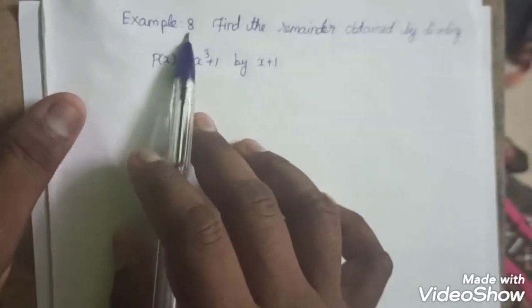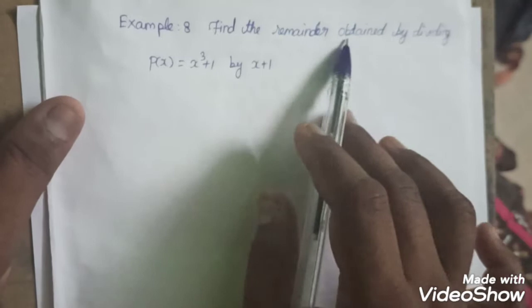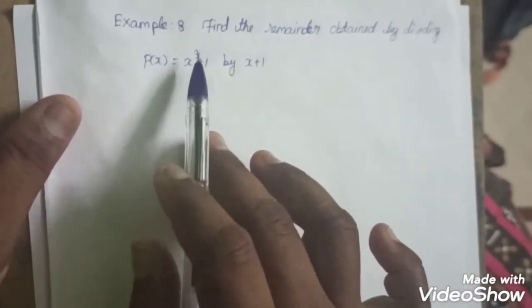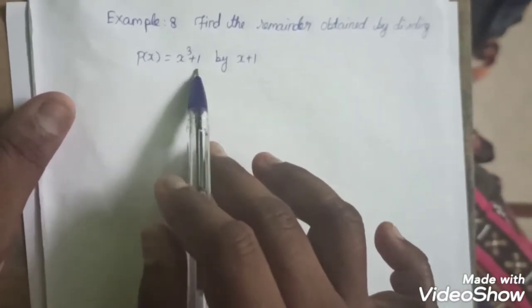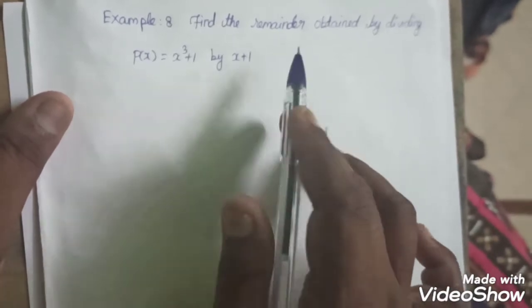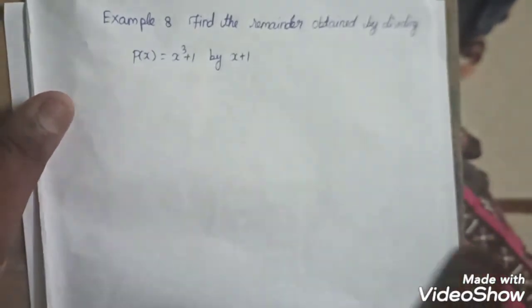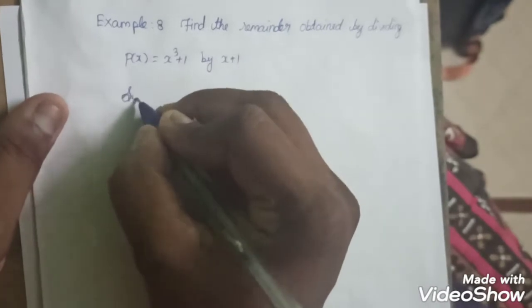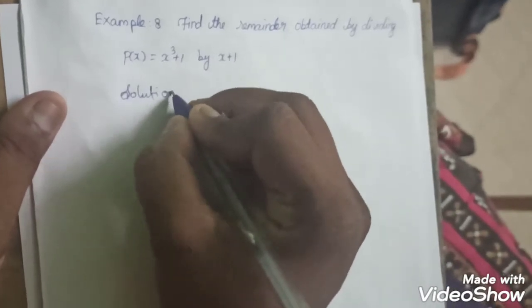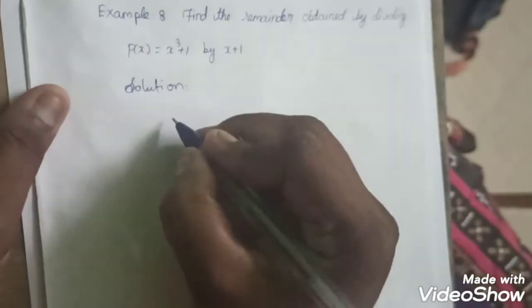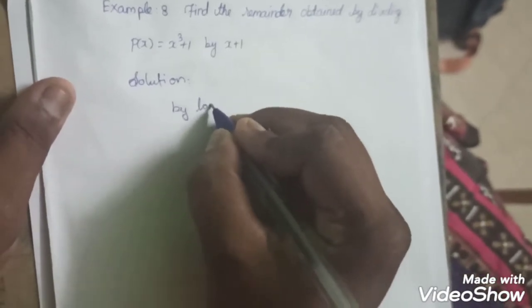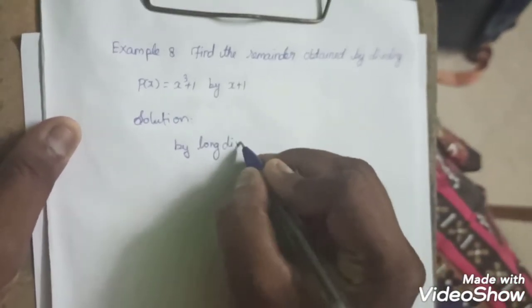Today we see about the remainder theorem, proof and some examples. Example number 8. Find the remainder obtained by dividing p of x equal to x cube plus 1 by x plus 1. Here two terms are there, so binomial can be divisible by binomial. In the solution, by using the long division method, I have to find out the remainder.